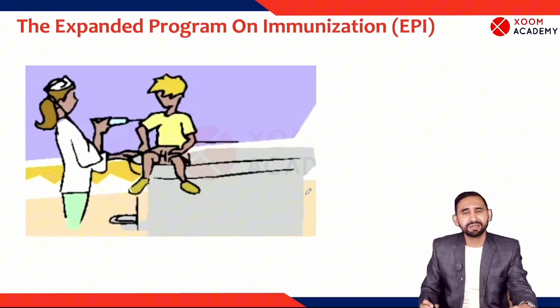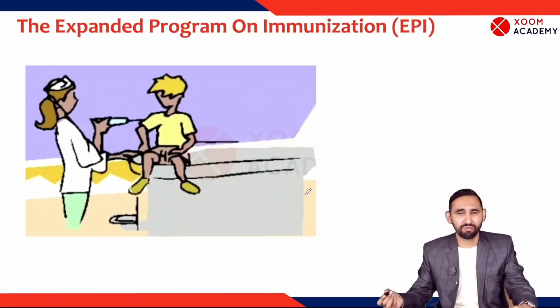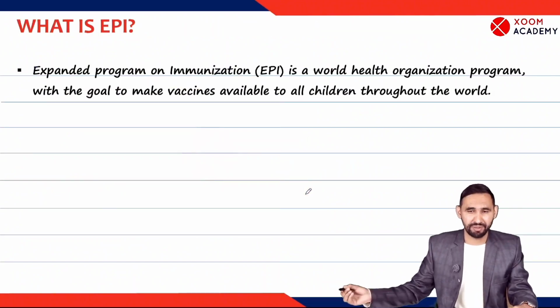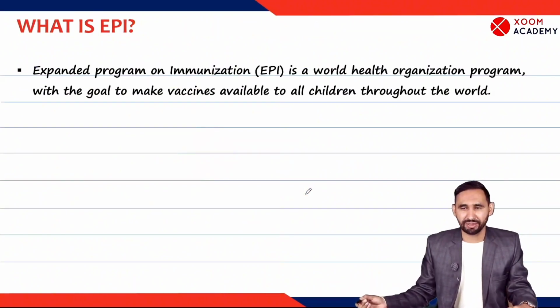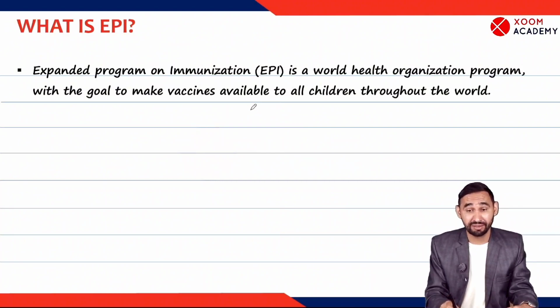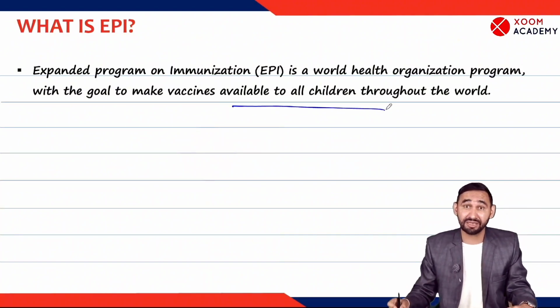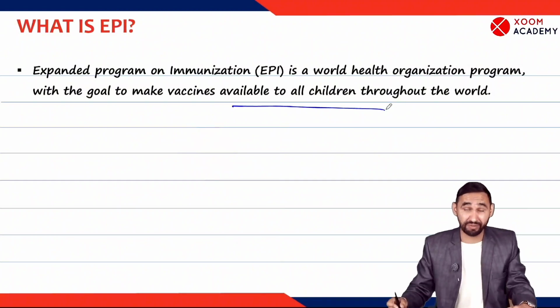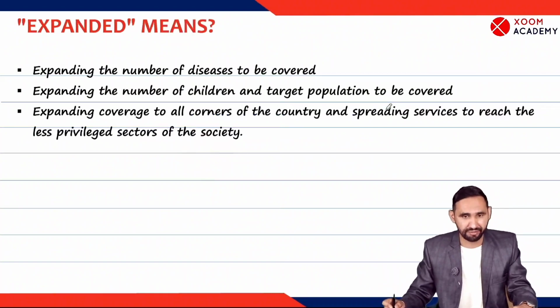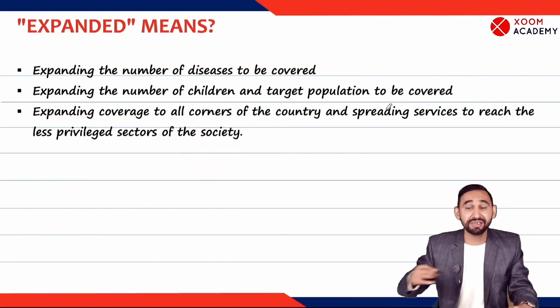Now we will discuss the expanded program on immunization, or the EPI schedule. What is EPI? What is the expanded program on immunization? WHO has the goal to make vaccines available for all children throughout the world. This means every child living in any part of the world should be provided with vaccination services to reduce the burden of, and to prevent, certain communicable diseases. What does expanded mean? It is expanding.